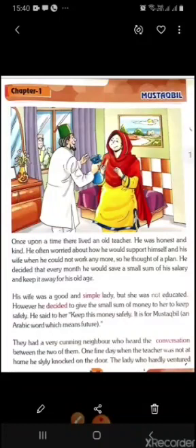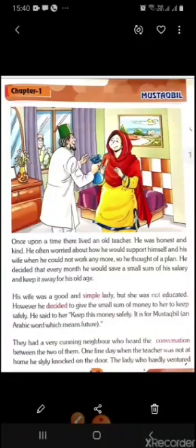Once upon a time, there lived an old teacher. He was honest and kind. He often worried about how he would support himself and his wife when he could not work anymore. So he thought of a plan. He decided that every month he would save a small sum of his salary and keep it away for his old age.